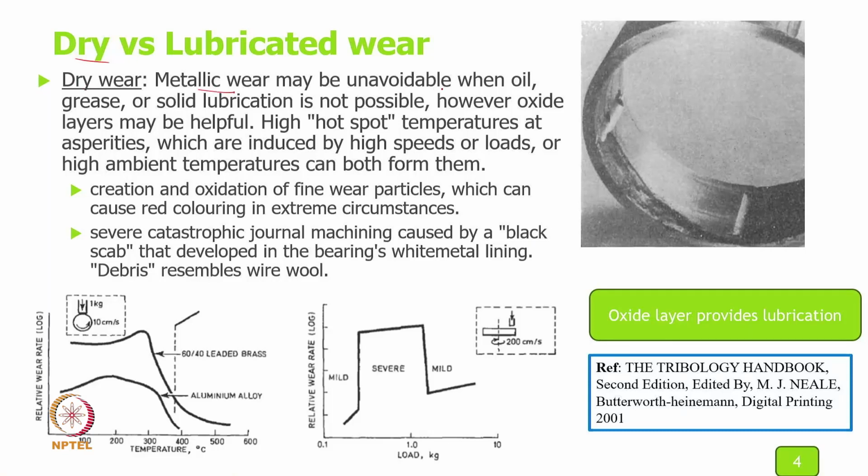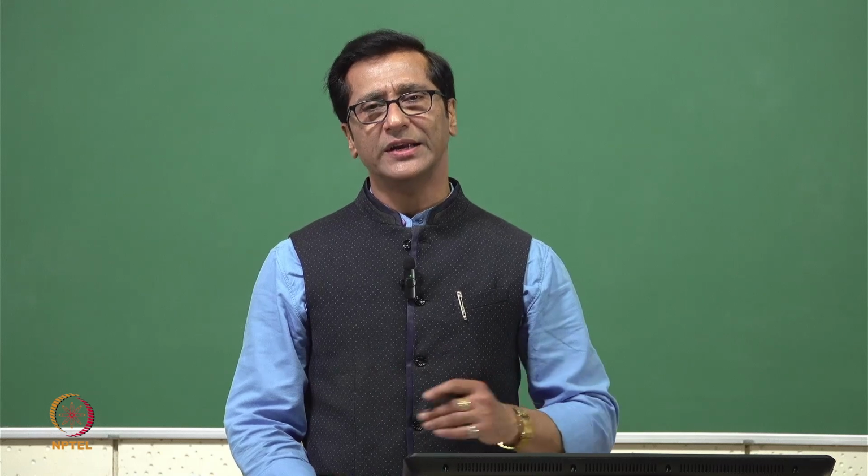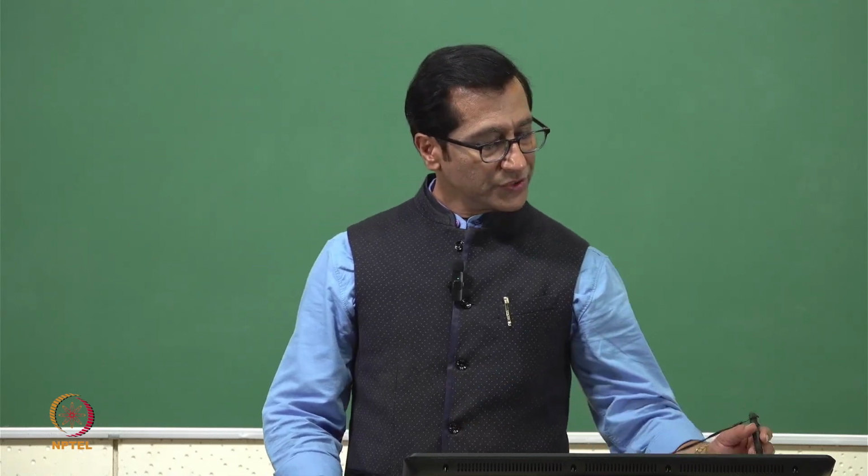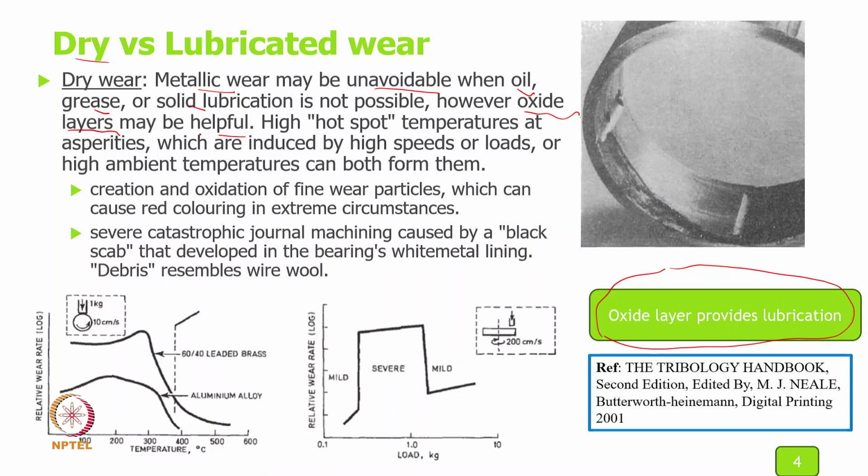We say metallic wear may be unavoidable when oil, grease or solid lubrication, which we don't have a possibility to implement there. However, one good point comes by nature, which is oxide formation. So the oxide layer will be acting as a lubricant. That's what has been written here: oxide layer provides lubrication. Even though I say it is dry, there is already an oxide layer on the surface. If you take any shaft, any steel surface, any aluminum surface, there will be some oxide layer on the surface that provides initial lubrication. So this is where we say the oxide layer is helpful.